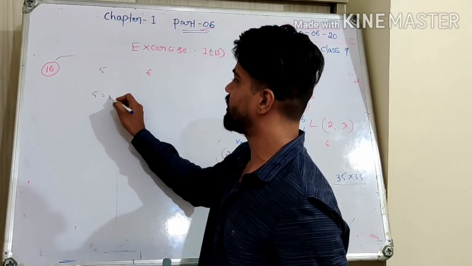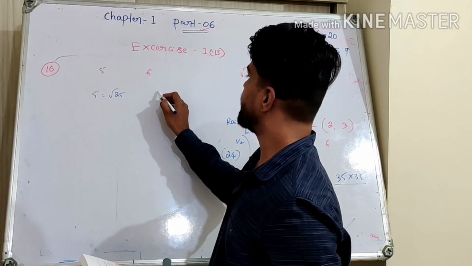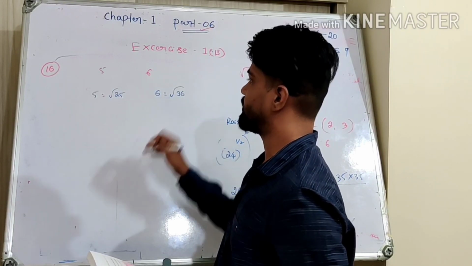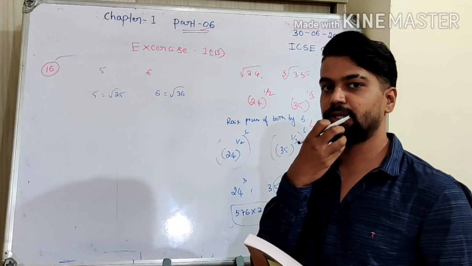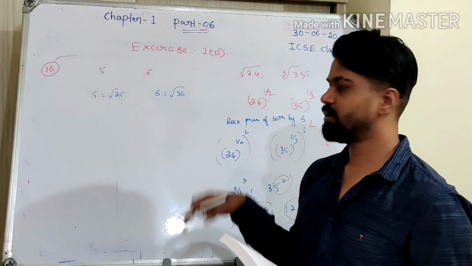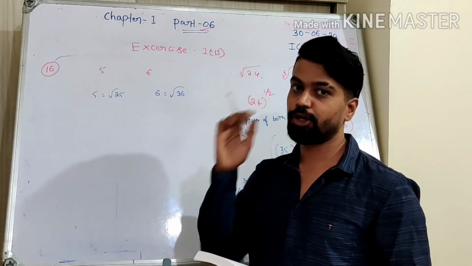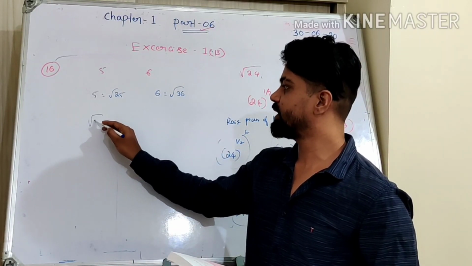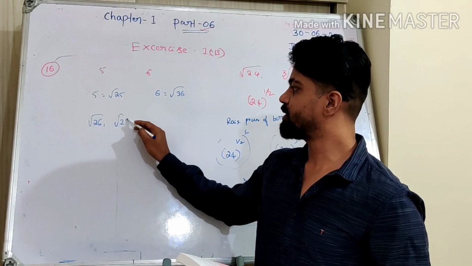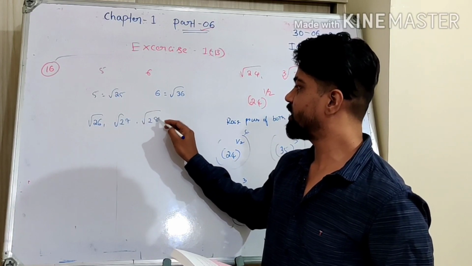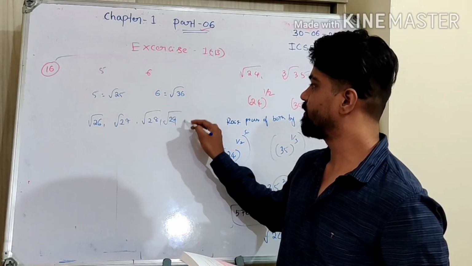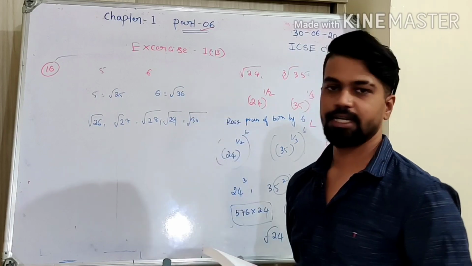So what is the square of this? 5 is nothing but the square root of 25. And 6 is nothing but the square root of 36. Now to insert any two irrational numbers, we can write the square root of any numbers between 25 and 36 which are not perfect squares. That means I can write square root of 26, square root of 27, square root of 28, square root of 29, square root of 30. All these are irrational numbers only.